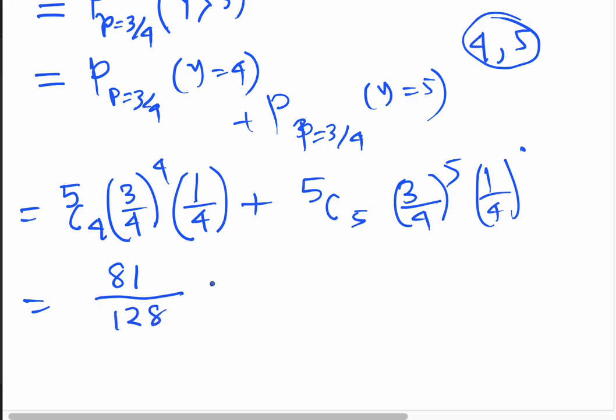81/128, which is 0.6328. So alpha is this. Now calculate beta.